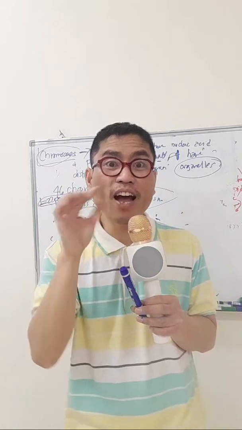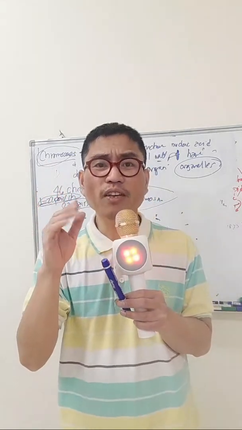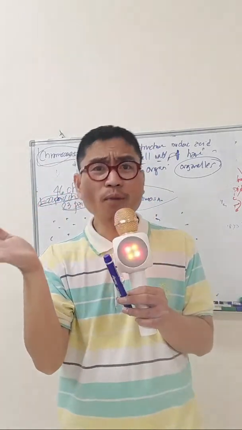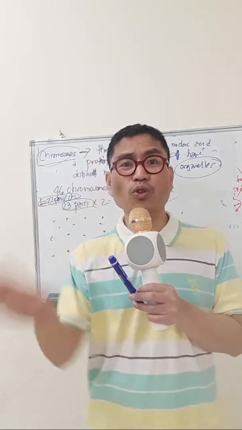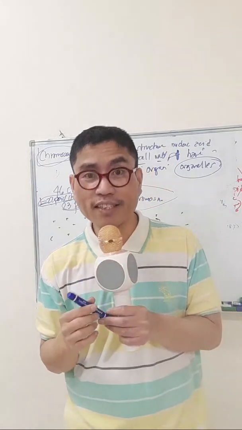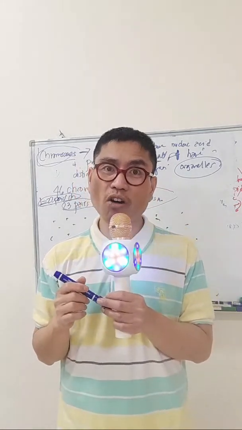How many total chromosomes? I'm not talking about pairs. How many total chromosomes? You say 46. And how many pairs of chromosomes in each cell? 23. You will be able to answer that, especially in a science question, especially biology.